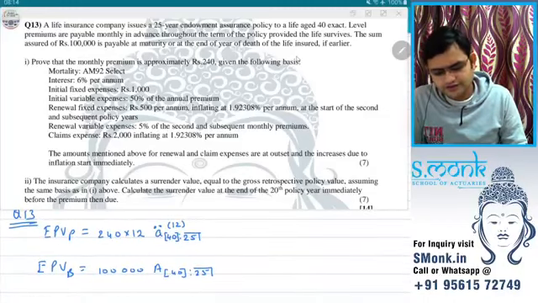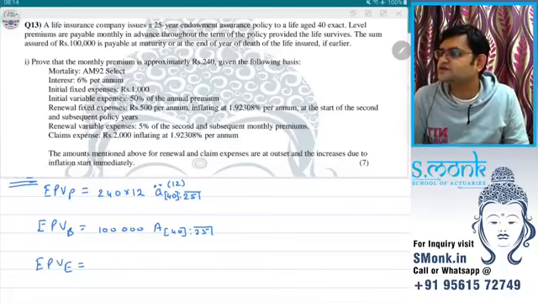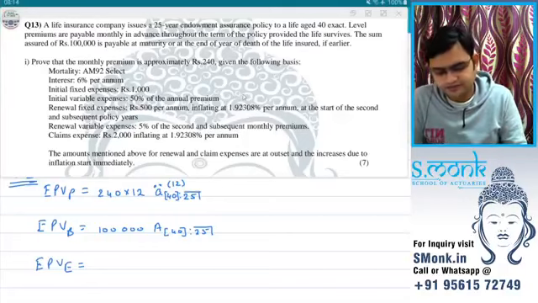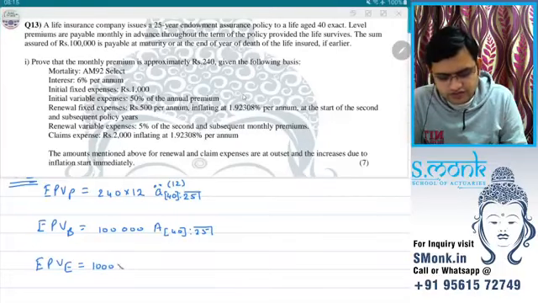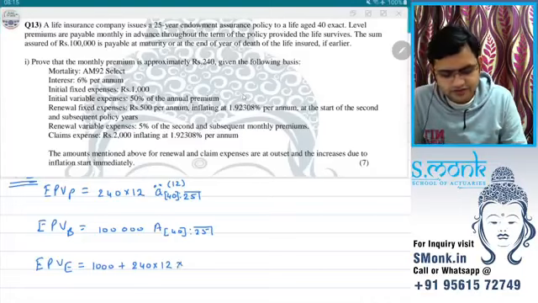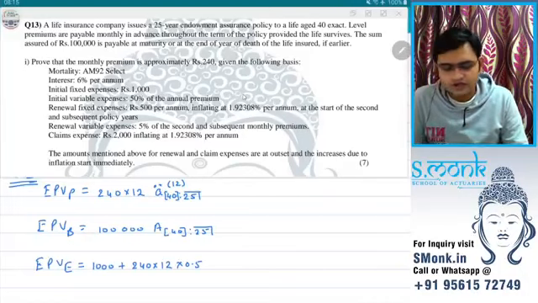Now we want expenses. Expected present value of expenses. Expenses are the lengthy ones. So we'll take both the initials. Initial fixed expense is 1,000. Initial variable expense is 50% of the annual premium. So 1,000 plus 240 into 12, which is the annual premium, into 0.5. This becomes our initial expense. What about our renewal expense?